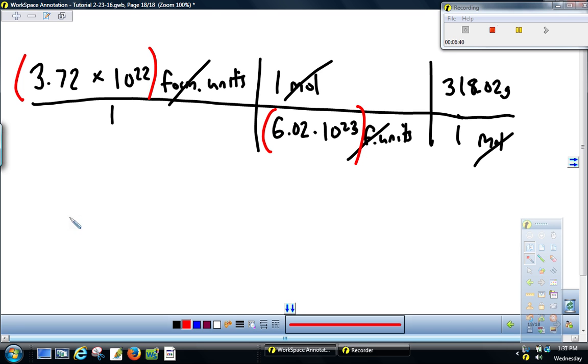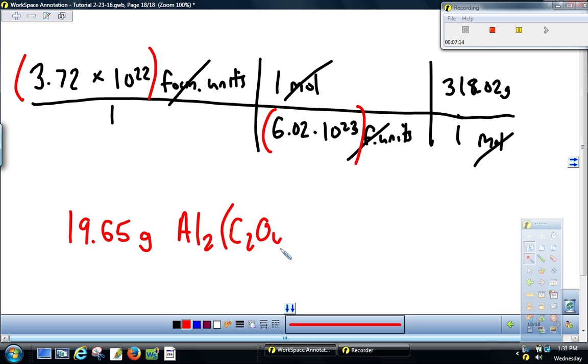Alright, so the answer that I got is 19.65 grams of aluminum oxalate. How many sig figs can I keep? 3 sig figs here, 3 sig figs here, 5 sig figs here. So I can only keep 3 sig figs, and I need to round this to 19.7 grams.